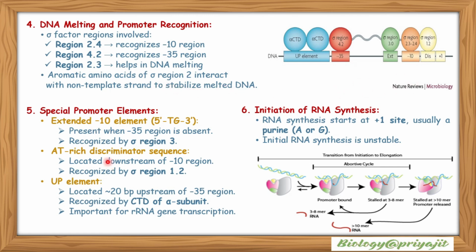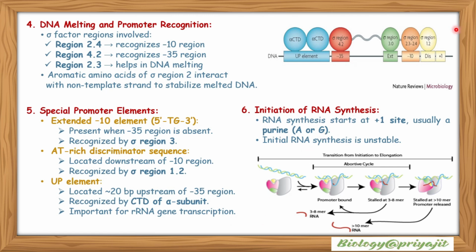Special promoter elements. We know that the extended -10 element, or 5' TGn 3', is present when the -35 region is absent. So when the -35 region is absent, there is an extended -10 element, that is 5' TGn 3', and it is recognized by sigma region 3. The discriminator sequence is located downstream of the -10 region, and it is recognized by sigma region 1.2. The UP element is located 20 base pairs upstream of the -35 region. It is recognized by the CTD of the alpha subunit. It is important for rRNA gene transcription.